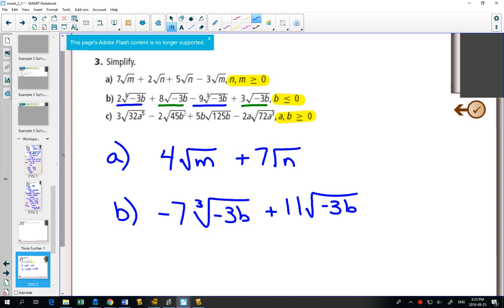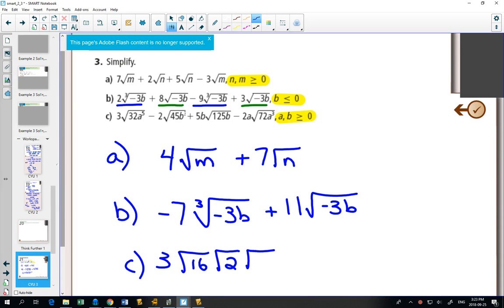Finally, in the last one, we have nothing inside of our square roots that are alike. However, we haven't simplified each of those first. So if we first write them as mixed radicals, how do I simplify 32? It is 16 times 2. How do I simplify an a to the 5?